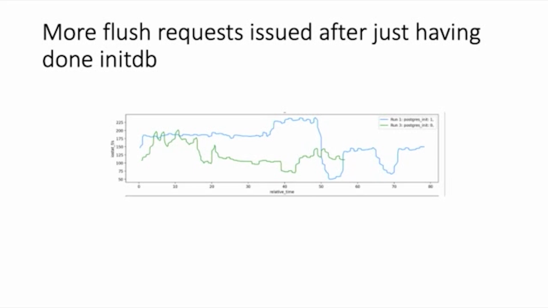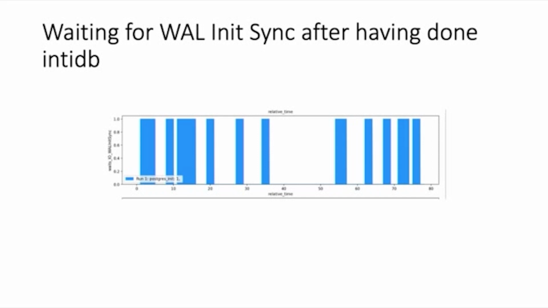this is from IOStat. It's flush requests per second. So if you notice, when we did initdb, we're making way more flush requests. That's interesting, consistently, except for at the very beginning. And then this is wait events, right?